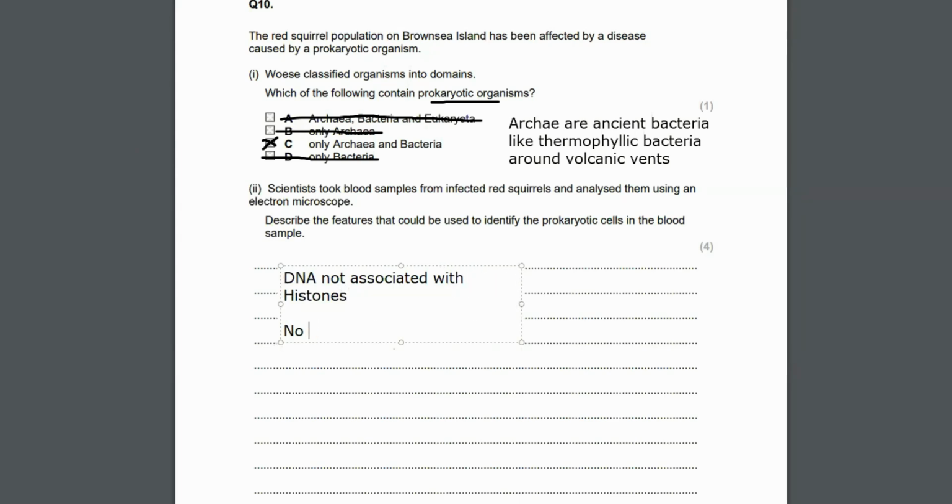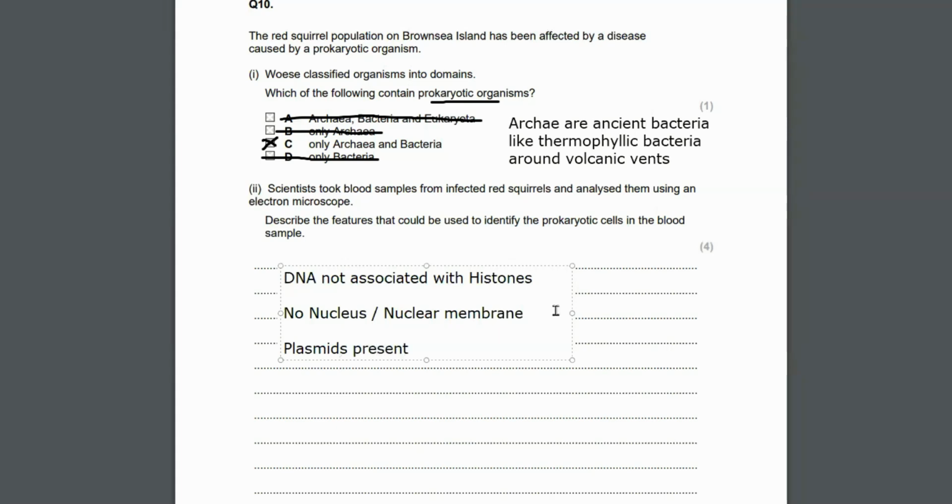Now the next question is another one of those. Describe the features that could be used to identify prokaryotes in the blood. So again, comparing eukaryotes and prokaryotes, a general theme with a lot of the questions on this syllabus. DNA is not associated with histones. We've got no nucleus. You wouldn't see a nuclear membrane.